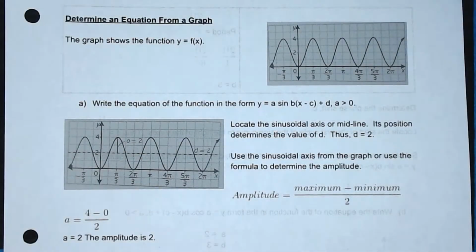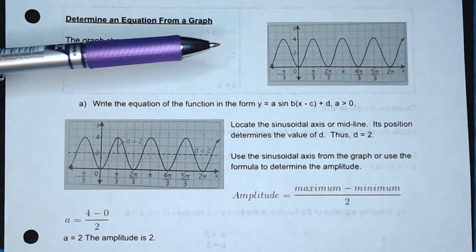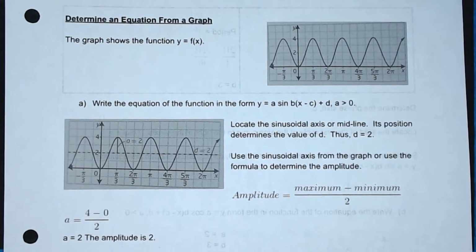The next thing that you need to be able to do is determine an equation from a graph. So we have this original graph. The graph shows the function y equals f of x. So step 1, write the equation of the function in the form y equals a sine (bx minus c) plus d, where a is greater than 0.